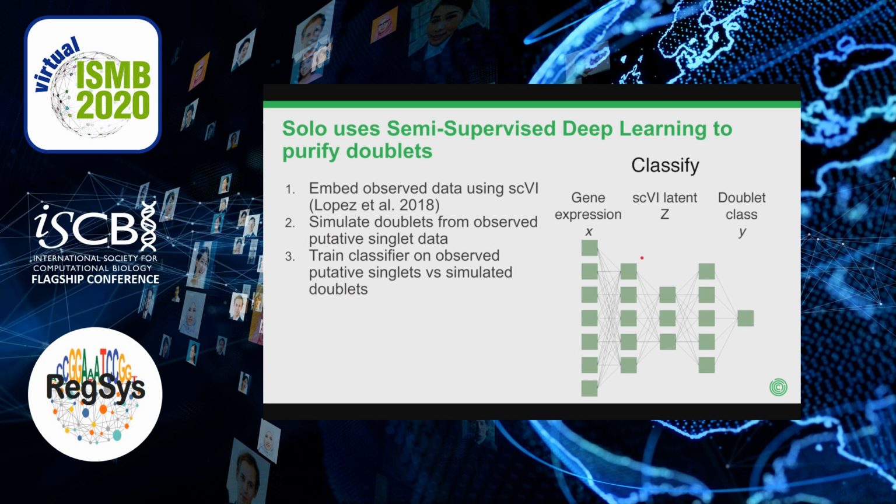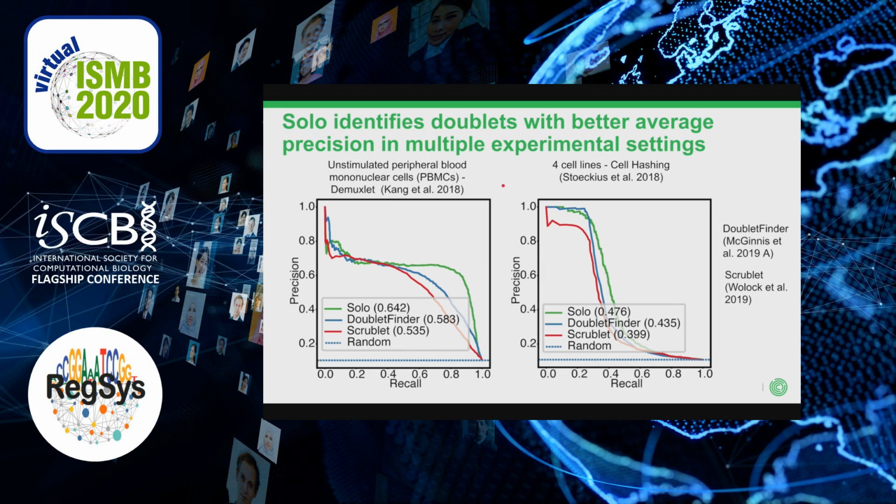We validate Solo by using the ground truth labels from experimental doublet identification approaches. There are multiple tools for doing so. One is called Multiseek, which uses natural genetic variation. In this case, it was done on unstimulated peripheral blood mononuclear cells, PBMCs, from different patients of different genetic backgrounds to identify doublets experimentally. We find that Solo has better agreement with this demuxlet method than other computational doublet detection methods, as seen here in terms of average precision and on this precision recall curve.